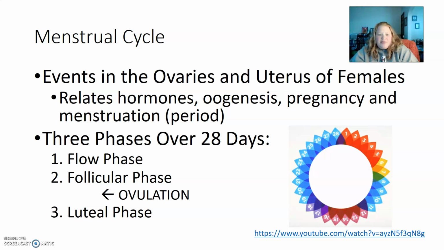So first off, you have the flow phase, which is the period. Then you have the follicular phase. At the end of the follicular phase, you have ovulation. And then you have the luteal phase. And this diagram is from the video that you're going to watch. The video is linked here, but it'll be linked on Haiku.